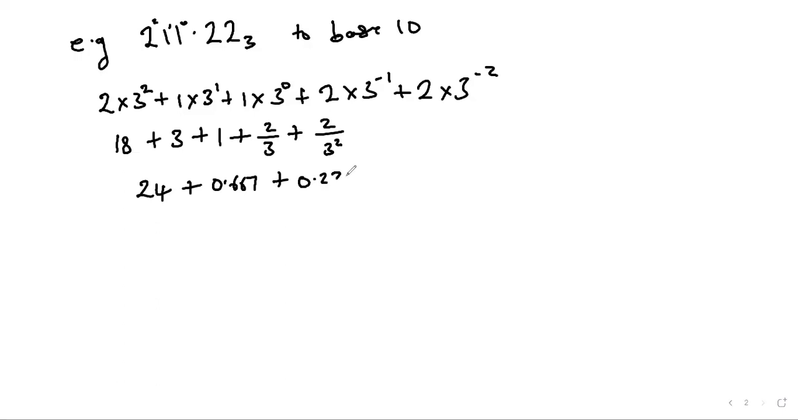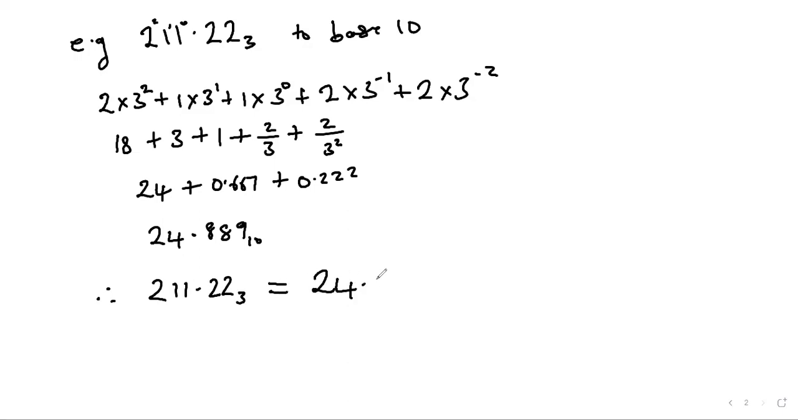is 0.222. So if you add all these together, you have 24.889 base 10. So therefore, 211.22 base 3 is equivalent to what? 24.889 base 10. Have you seen how simple that is?